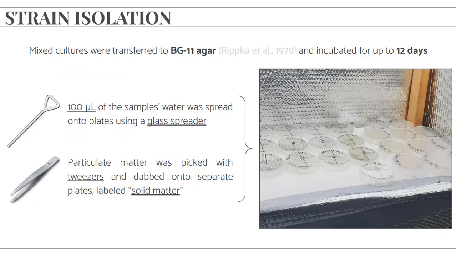To isolate these strains, I initially transferred them to BG11 agar, a medium made for cyanobacteria and the most common in the literature for them, and incubated them for up to 12 days. For each sample's water, I used a glass spreader, and when there was only soil or something looked cyanobacterial in the soil, I used tweezers and plated on separate plates that I labeled solid matter.